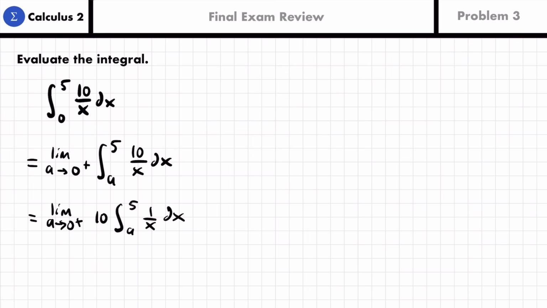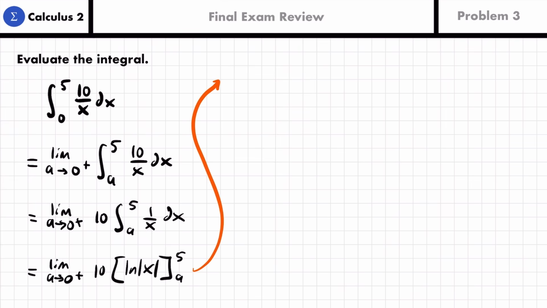We know that the integral of 1 divided by x is the natural log of the absolute value of x. So what we get next here is the limit as a approaches 0 from the right of 10 times the natural log of the absolute value of x evaluated from a to 5. Okay, so then continuing my work up here, we want to evaluate this expression at 5 and subtract the evaluation at a. And so that will look like this.